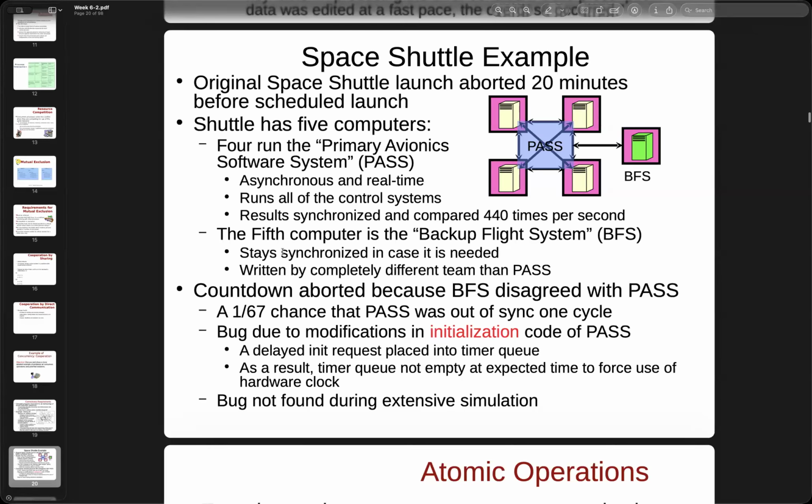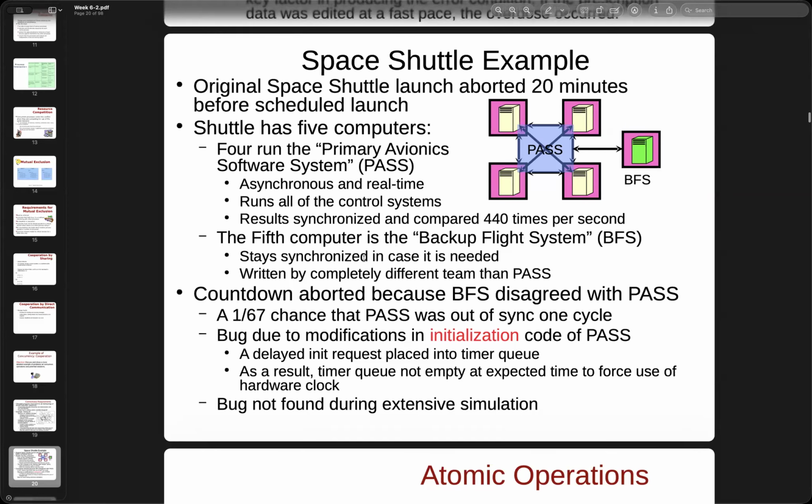And then the fifth computer is the BFS, the backup flight system. It stays synchronized in case it is needed. It was also written by a different team. Then the countdown was aborted because the BFS disagreed with the PASS. So this is the problem between the PASS and the BFS.